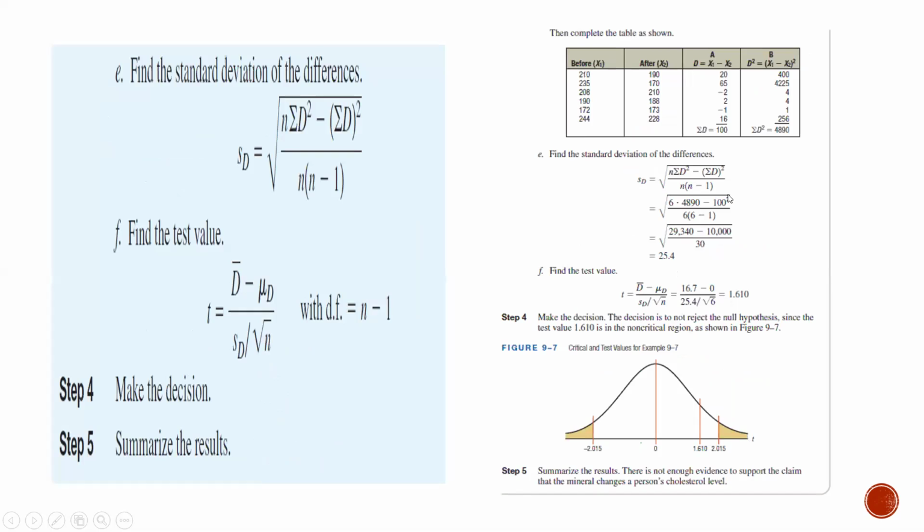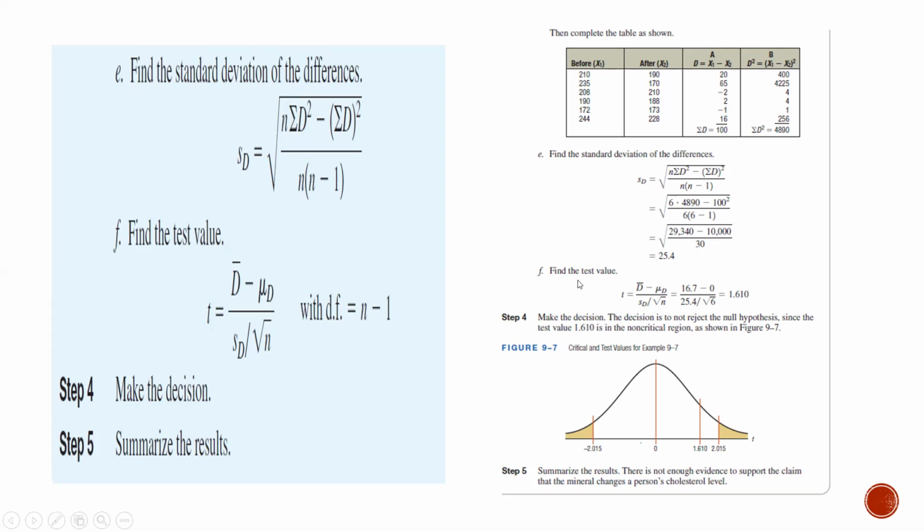Now we will find the standard deviation. Standard deviation will be found by the square root of n times summation D square minus summation D whole square, over n minus 1. So n is the total number, which is 6. Summation D square, we have the value here, and D square is taken by taking the square of the differences of the dependent samples. And summation D is this value we will put over here and take the square of it. And n minus 1 is 6 minus 1. So after doing the calculation, we will get 25.4.